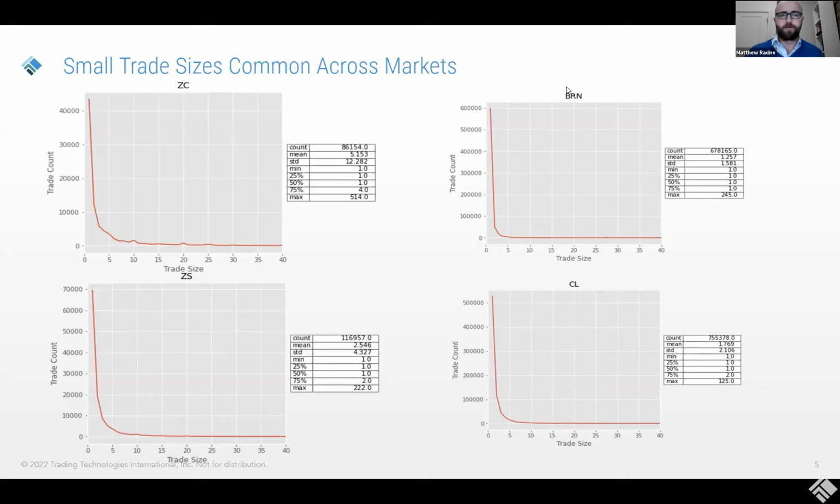And that is going to manifest itself in those average trade size, mean trade sizes being larger.